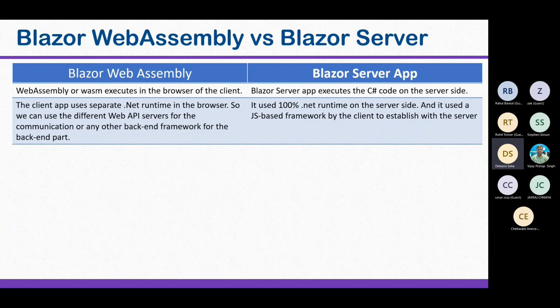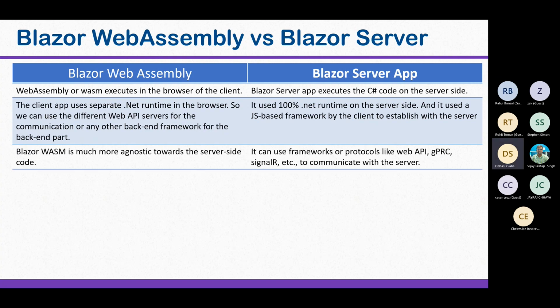But in the case of a server side app, it's totally 100% .NET runtime framework. And it always uses a JavaScript based framework where the client establishes the connection to the server side part. Also, Blazor WebAssembly is much more agnostic toward the server side code. But in the case of server side, it can use frameworks or protocols like API, gRPC, SignalR, etc. to communicate with the server.